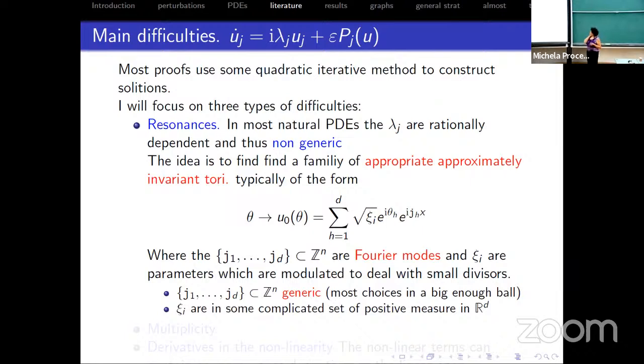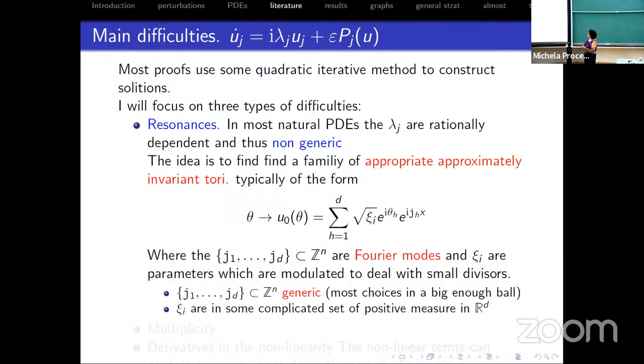So of course, either you change the model or you have to deal with these resonances. And then the trick, as is true also in finite dimensional Hamiltonian systems, is that you have to choose correctly the linear solution which is your starting point for a KAM algorithm. So you're looking for a true solution close to an approximate solution, and the approximate solution should be chosen wisely.